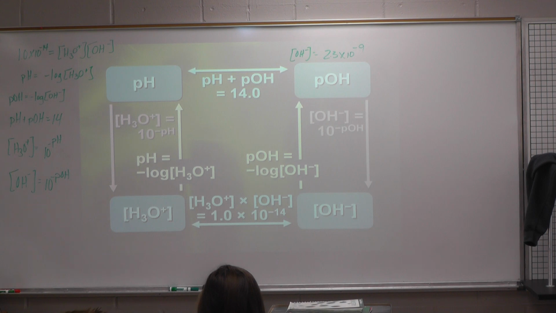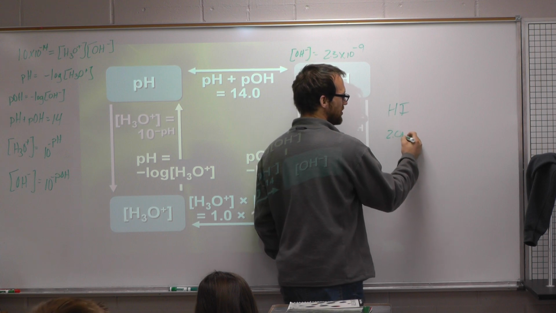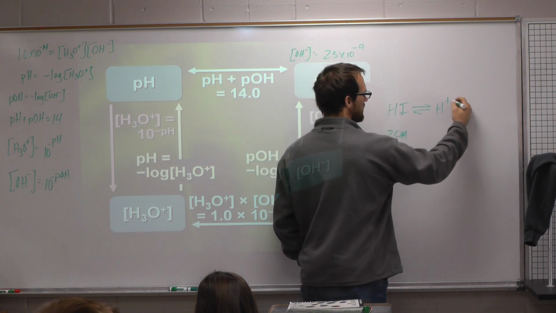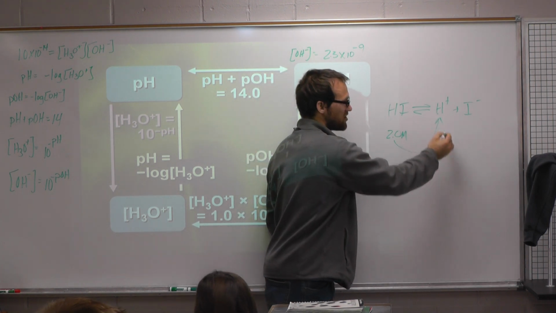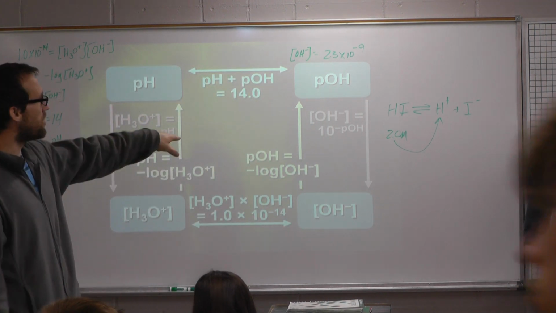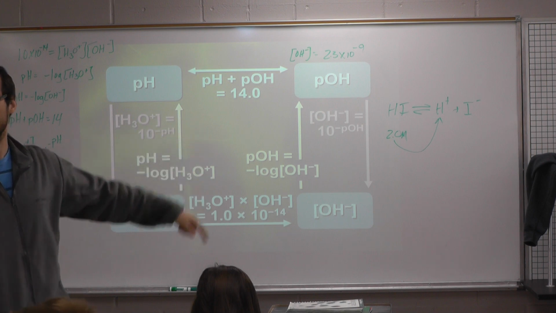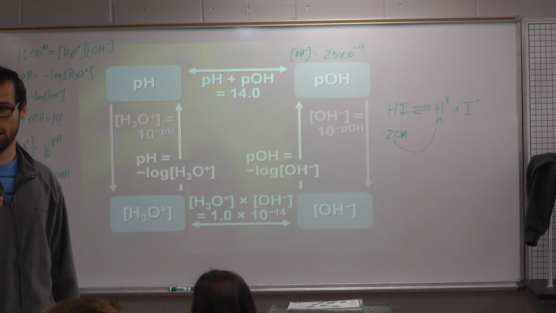Okay, so what if it gives you the molarity of a solution instead of hydronium or hydroxide? Do you remember how I said if they give you HI and they say this is a 2 molar solution, it breaks up into this and this at a 1:1 ratio? So this is the concentration of that. You take the negative log of it to get your pH. Now, I could have put HI in water and then it would have been H3O plus, but remember how I said H plus and H3O plus are interchangeable? You remember that? Okay.